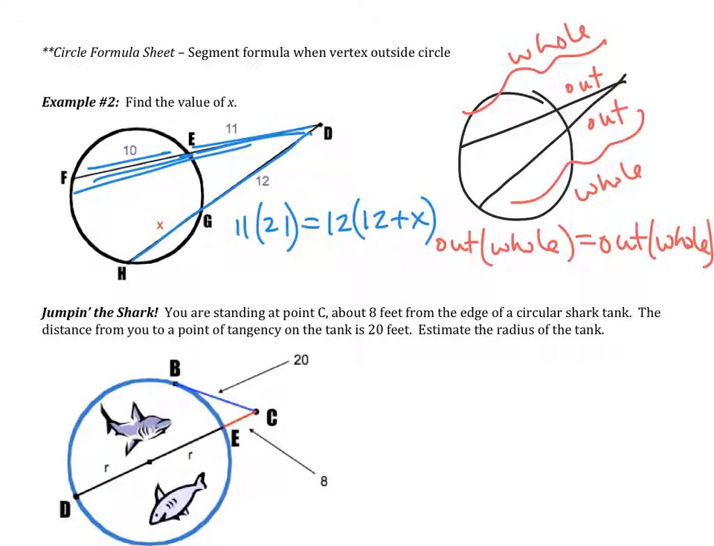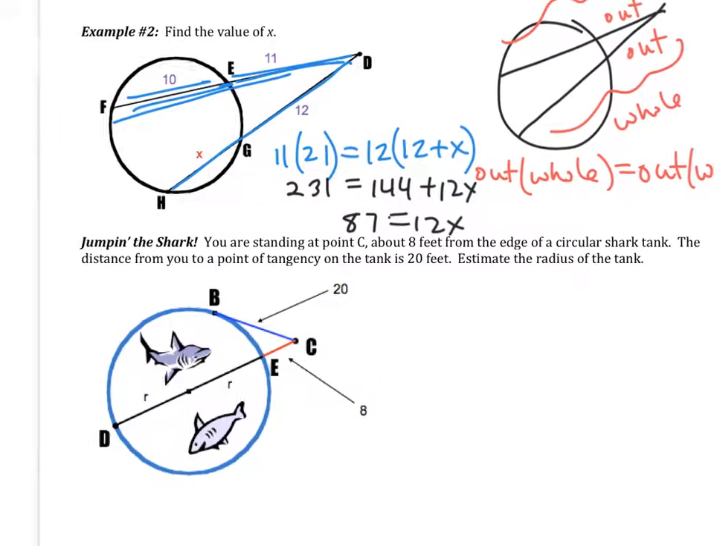See what you get for x. 11 times 21, did you get 231? You have 144 plus 12x. Did you subtract 231 and 144? That is 87. And then you should get 87 divided by 12 is 7.25.